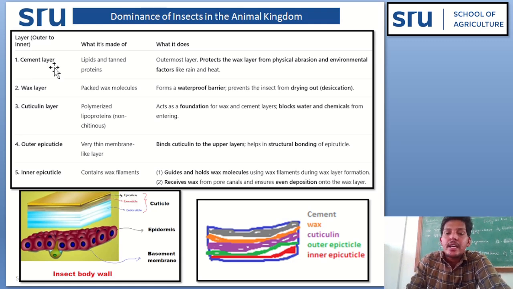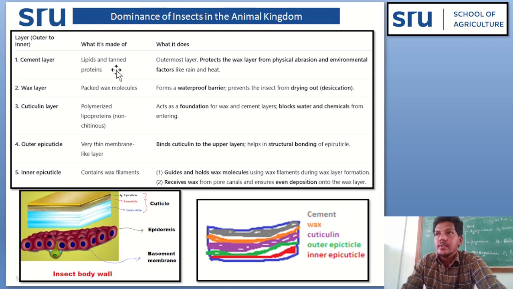Cement layer is made up of lipids and tanned proteins. What is the role of the cement layer? It is the outermost layer. It protects the wax layer from physical abrasion and environmental factors like rain and heat. So this is the role of the cement layer.